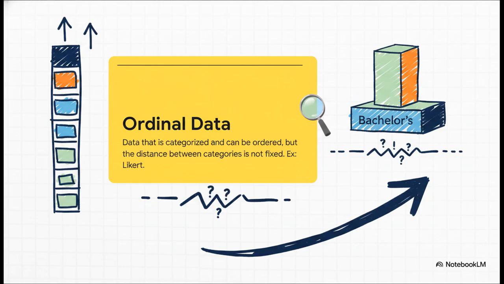Next up, we have ordinal data. Now this is a step up from nominal. Like nominal data, it has categories, but this time the categories have a logical order. Think about something like educational degrees. A master's degree is definitely higher than a bachelor's. But here's the crucial difference. The gap between the steps isn't necessarily equal. We know a master's is more than a bachelor's, but is that jump the same as the jump from a high school diploma to a bachelor's? Probably not. We can't assume the spaces between are equal, and that is what makes it ordinal.